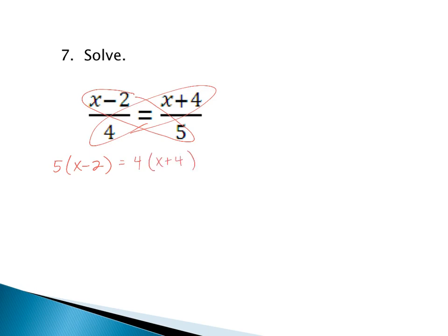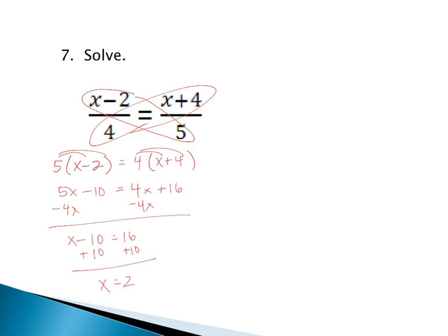Now on each of these, we're going to have to distribute. So distribute the 5. 5x minus 10. Distribute the 4. 4x plus 16. Subtract 4x. X minus 10 equals 16. Add your 10. X equals 26.